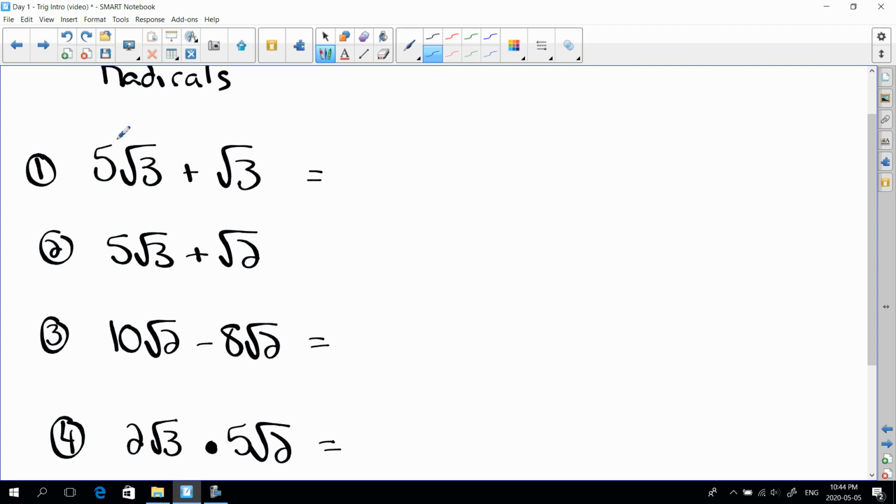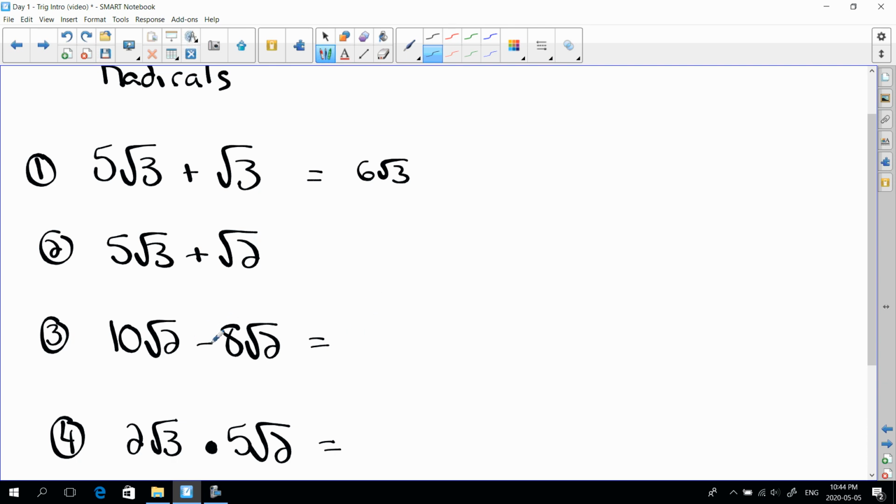So 5 root 3 plus 1 root 3 gives me 6 root 3. They're like radicals. 5 root 3 plus root 2 does not simplify. You can't add radical 3 to radical 2, they're not like radicals, and they don't break down. The prime factors of 3 are 1 and 3. The prime factors of 2 are 1 and 2.